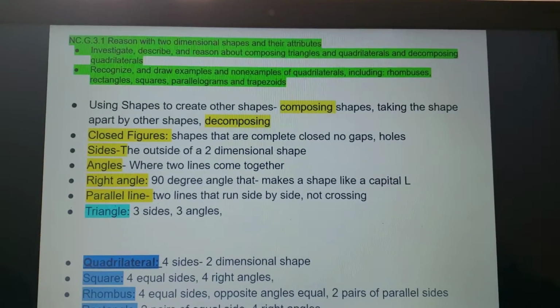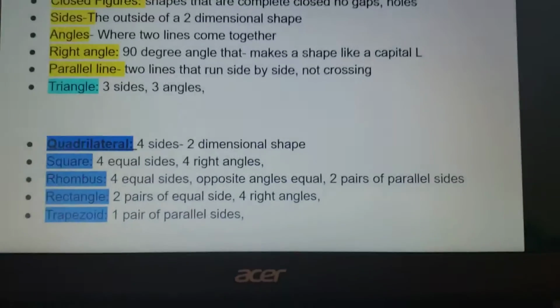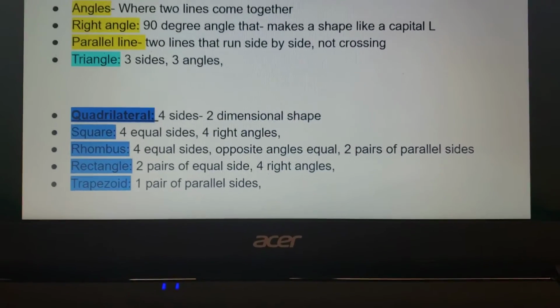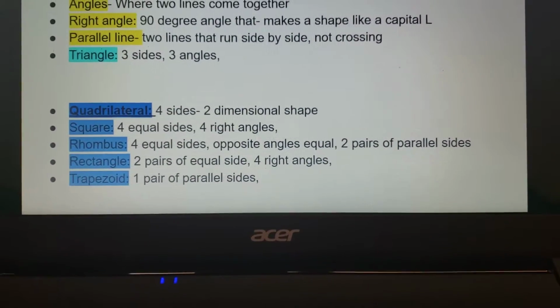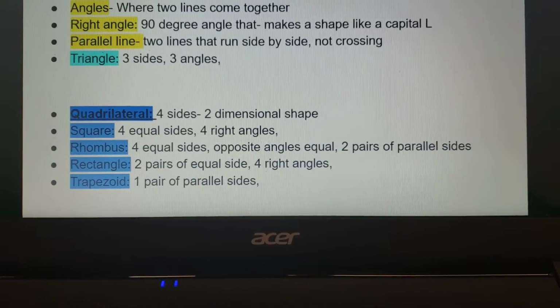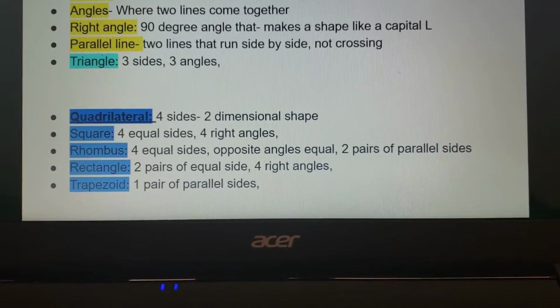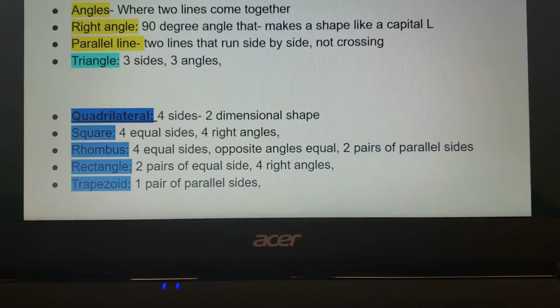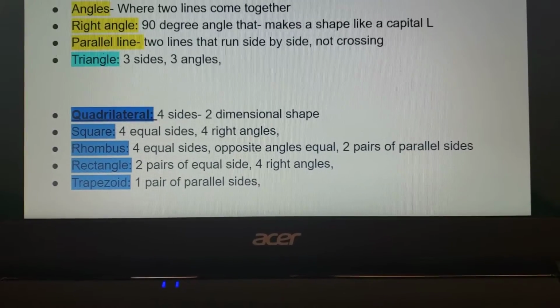Triangles, 3 sides, 3 angles. Then we go on to talk about a shape category. The category that they learn about is quadrilaterals. This is a 4-sided shape. Any two-dimensional 4-sided shape is a quadrilateral. And here is a list of quadrilaterals that they've learned.